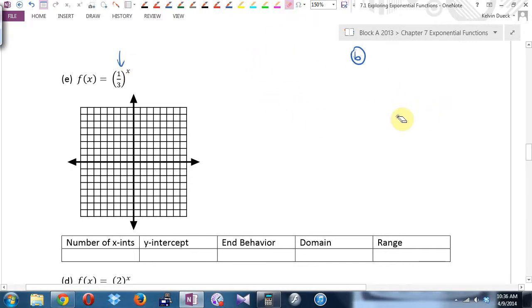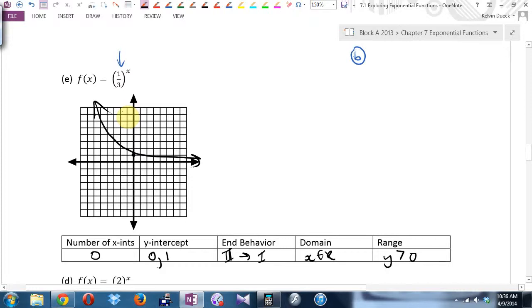So you know what? I can tell you that this graph has no x-intercepts. The y-intercept is 0, comma, don't say 1/3. It's not 0, comma, 1/3. What's the y-intercept? 0, comma, the number in front there, invisible 1. End behavior? Domain. Range. It goes through 0, comma, 1. You know what? As a shape, it looks like that.